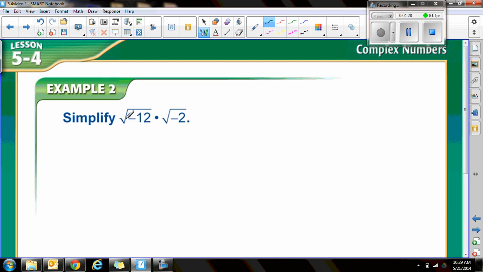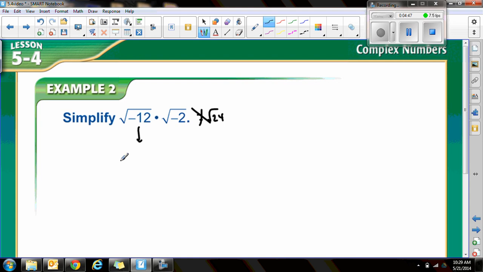Alright, so let's try another one. Square root of negative 12 times square root of negative 2. It's very, very tempting to go, oh, this is square root of 24. Just simply multiply the two things together. But no, that's not how it works. You actually have to simplify each radical first before you do the multiplication.